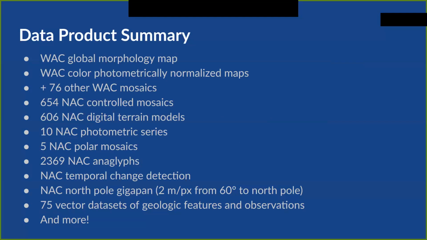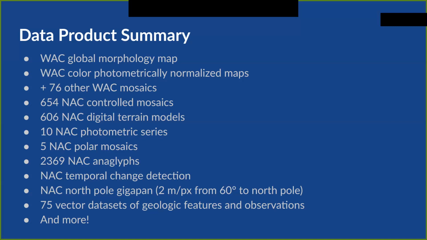So some of those fun RDR products that we've mentioned, they come in a lot of forms. We've got a lot of global maps, such as our WAC global morphology map, photometrically normalized maps, and a bunch of other WAC mosaics. We also make controlled mosaics and digital terrain models. Many of our digital terrain models are either 2 meters per pixel or 5 meters per pixel with very high accuracy. It's all tied to the laser altimeter data.